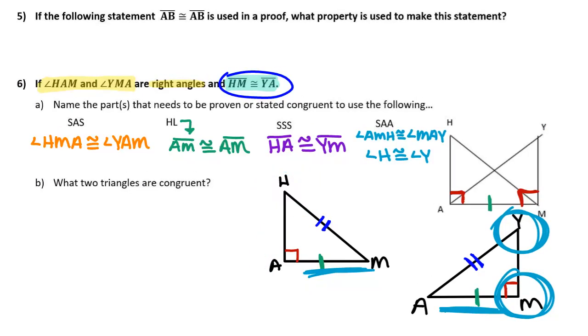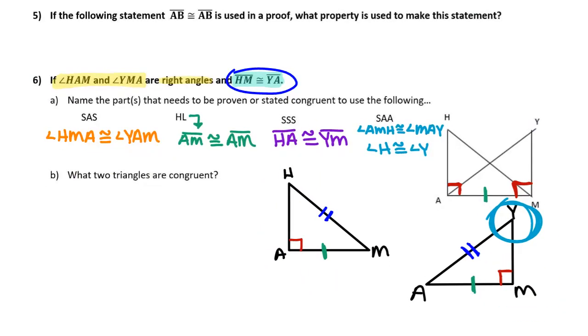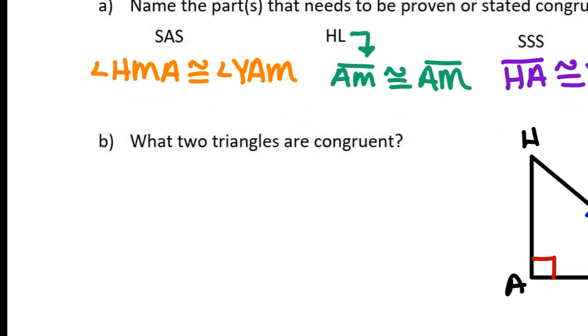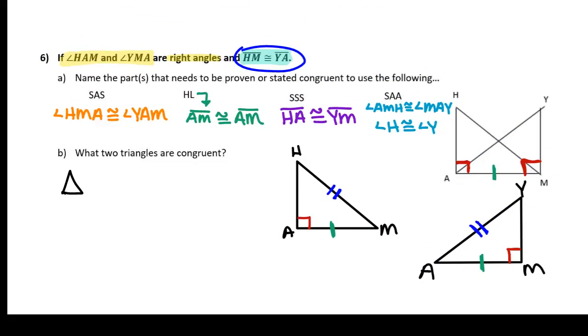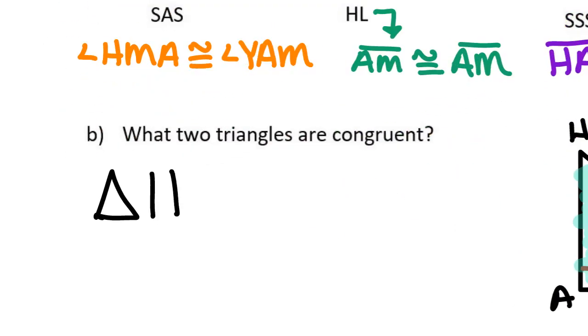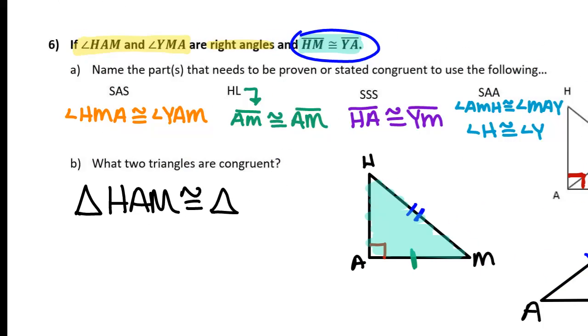So they're asking me to write a triangle congruence statement that matches up the corresponding congruent pieces. So we can name this first triangle. I'm going to color it in. I can name that triangle anything I want to. The order of the letters does not matter when I do my first triangle. So what could we call this one? HAM, yes. HAM is congruent to triangle. Now I have to be careful about matching up the corresponding congruent parts.